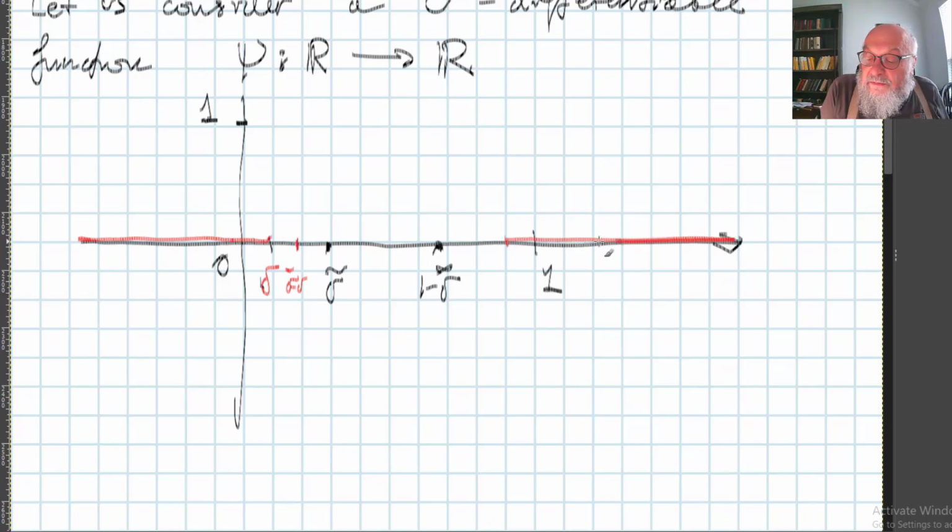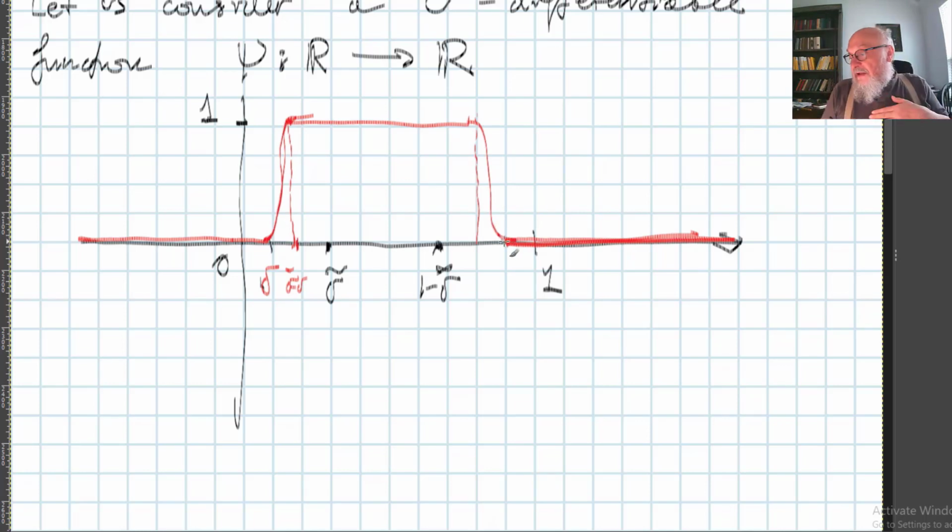Similarly, I put 0 here. And then starting from the other point, from that one, the value will be 1. And then I make it nicely smooth. Such a function. Okay, so that's my function. This is a nicely smooth function, so maybe you can write it down.